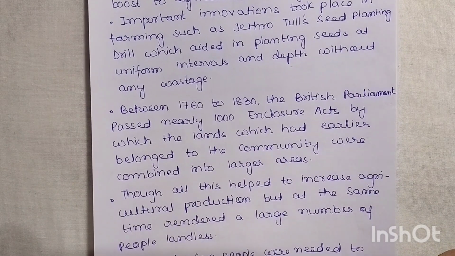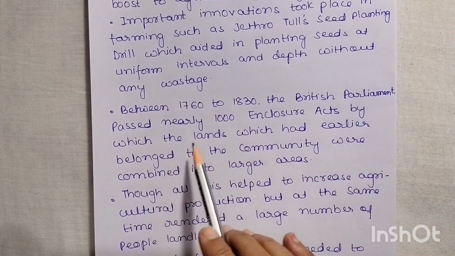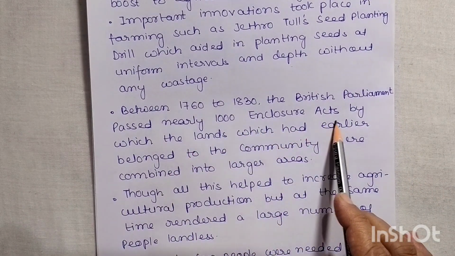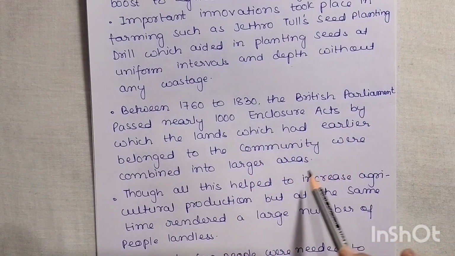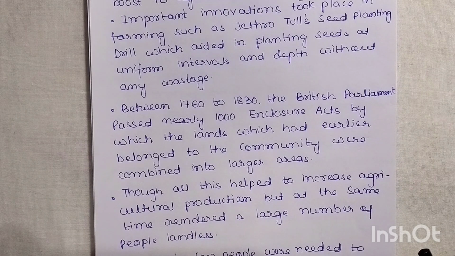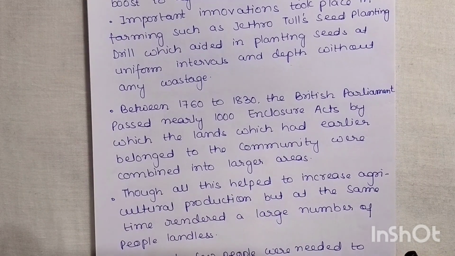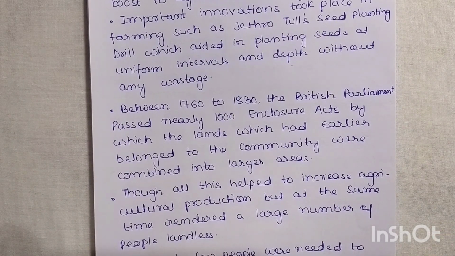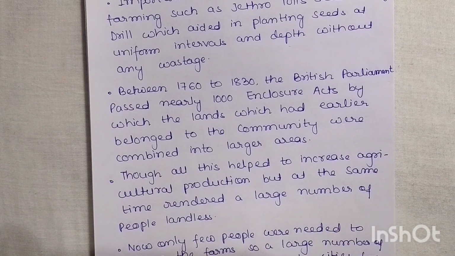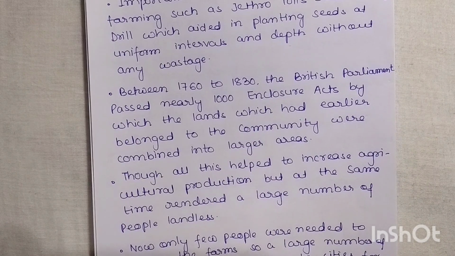Between 1760 and 1830, the British Parliament passed nearly 1000 Enclosure Acts, by which land that had earlier belonged to the community was combined into larger areas. Due to these acts, this land was going to be used for agriculture or for factory purposes. The land that was combined as a community would now be used for factories or the agriculture system.